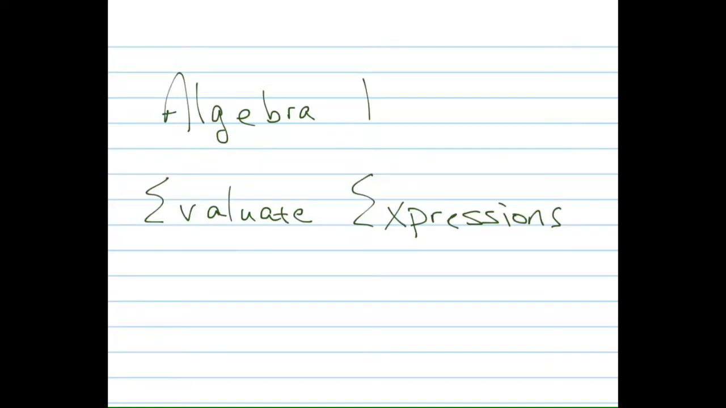So algebraic expressions are a lot like what we see as equations. They're just missing one thing. The big difference between expressions and equations is equations have equal signs. Expressions don't. So expressions can be made up of several different things. They can be made up of numbers, but they can also be made up with variables.